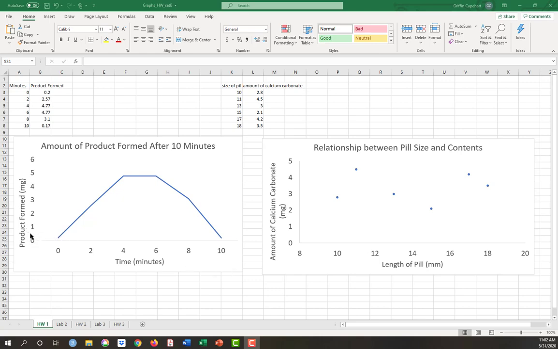Same thing on the y-axis. In this case, we only have 1 unit between each tick mark. 1, 2, 3, 4, 5, 6.